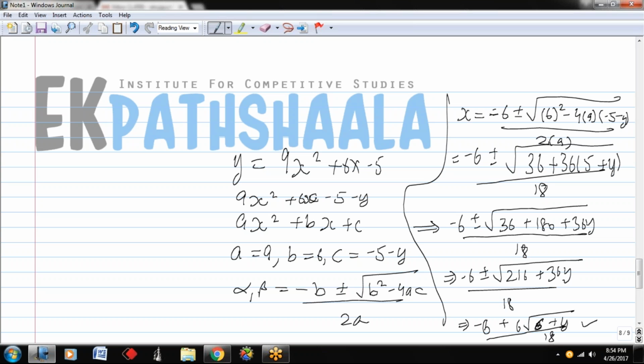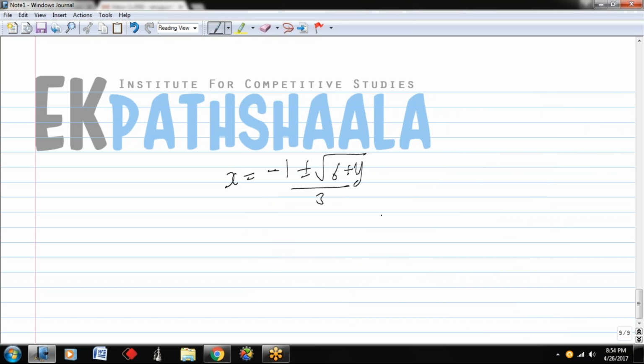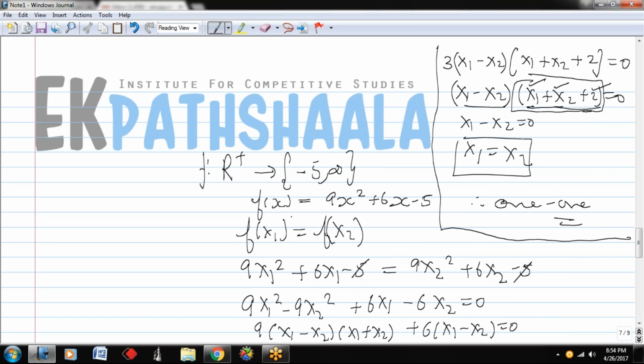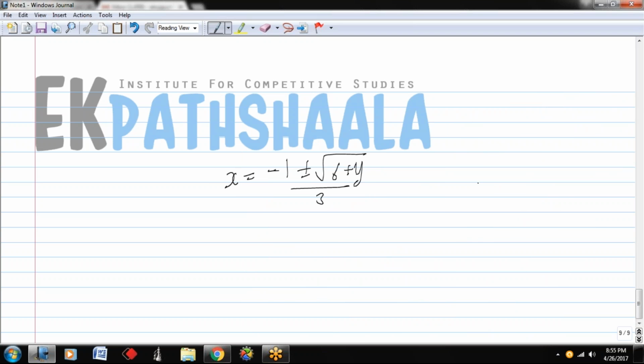Avni? Yes, sir. Now we can see that x is minus 1 plus minus root of 6 plus y, upon 3. Let us go back to the question. We can see that the value of y is from minus 5 to infinity. Rough work: let us put y equals minus 5, y equals minus 4, y equals minus 3 and y equals minus 2. We'll just check the nature of this 6 plus y.